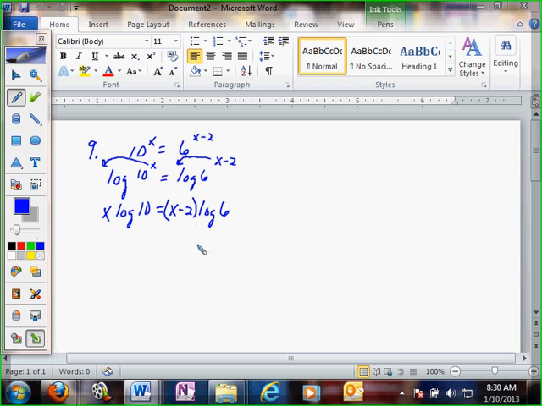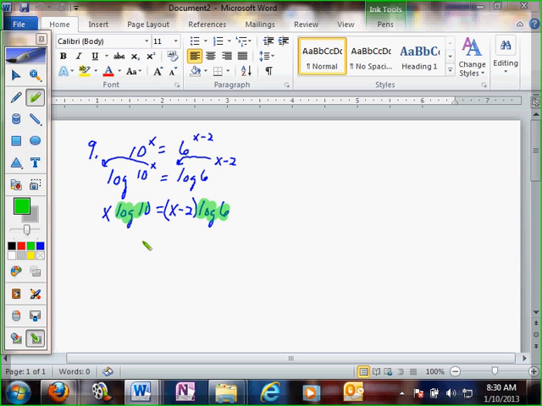Now here's where it gets a little bit different than the other one, because we have variables on both sides of the equal sign. I have an x on the right side of the equal sign, I have an x on the left side of the equal sign. So what I'm going to have to do is distribute this log 6 into this x minus 2. You have to remember that this is just a number. It's just a constant.